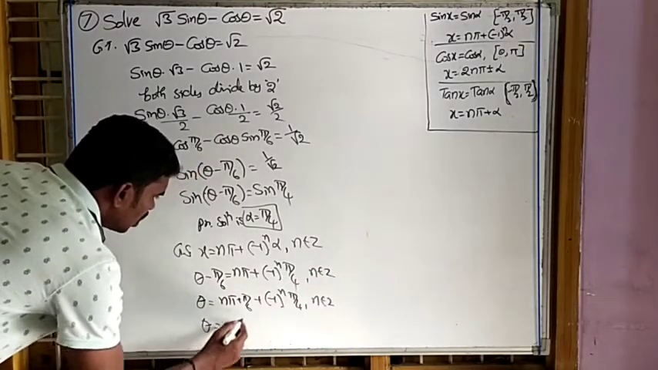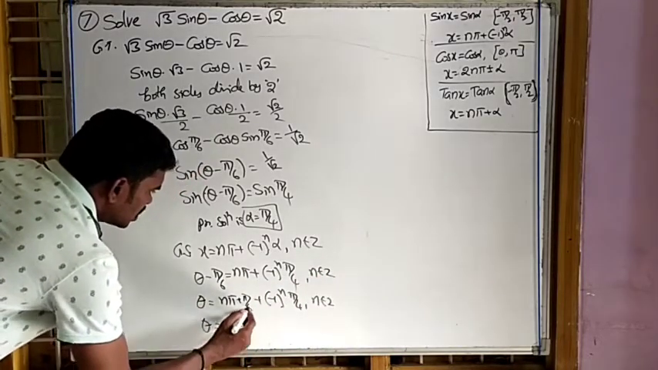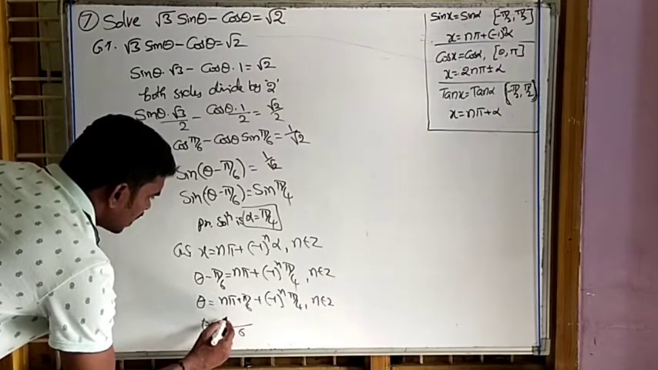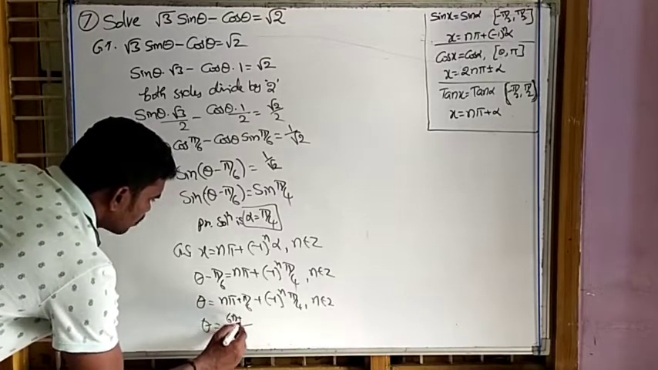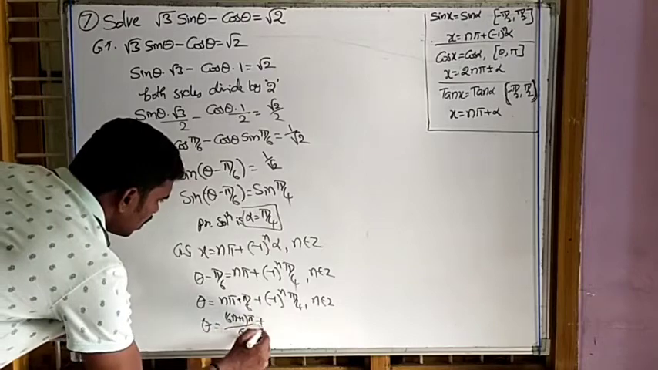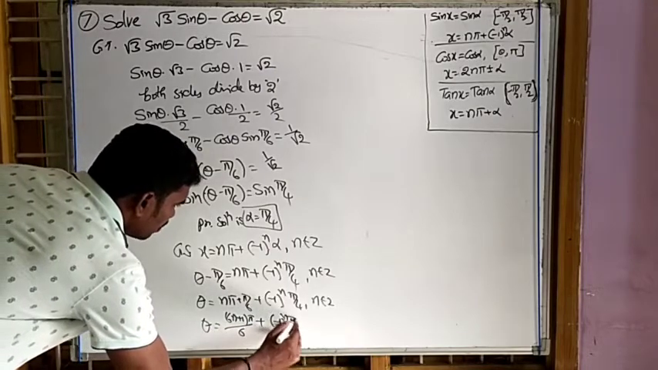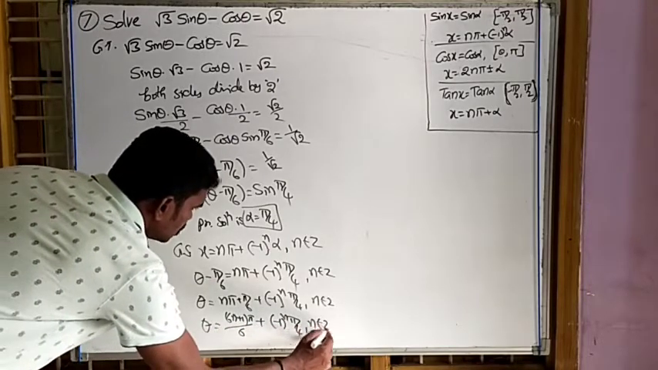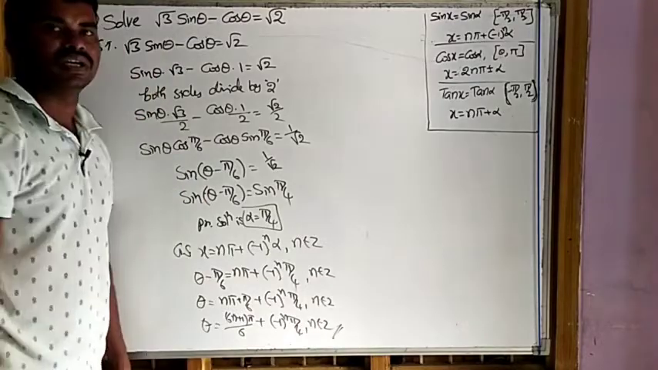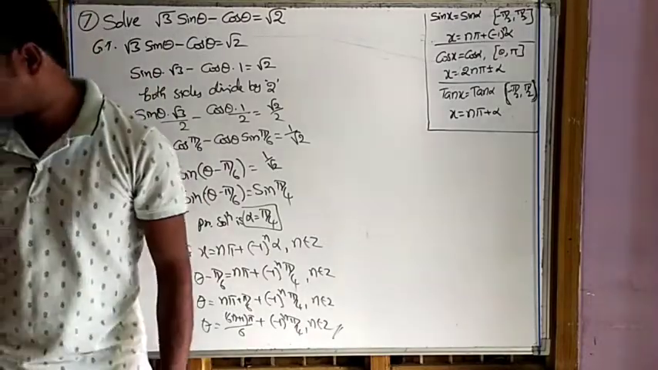Then theta equals 6, which is the LCM. 6 into n pi, 6n pi plus pi. So (6n plus 1) into pi plus or minus (-1)^n into pi by 4, n belongs to Z. This is the final answer. This is also a 4 marks important question.